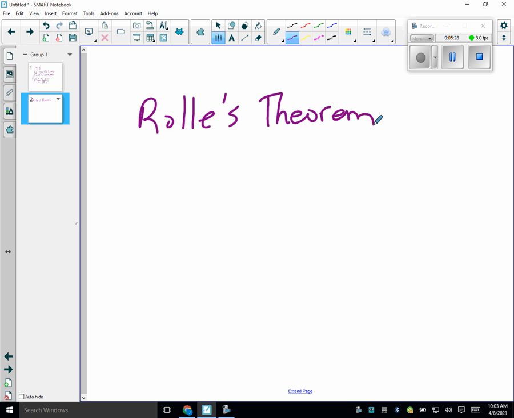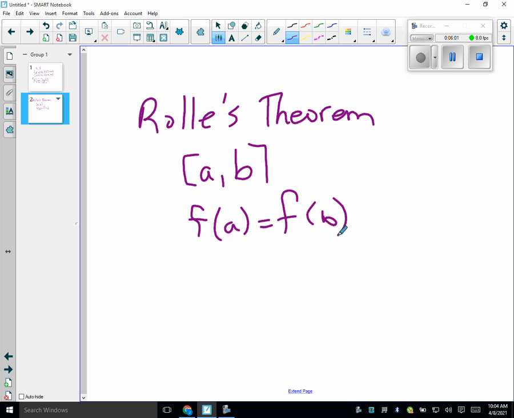Rolle's theorem. Rolle's theorem says if I have a continuous function from A to B, and if f of A equals f of B, then somewhere in there, f prime of C has to equal 0.